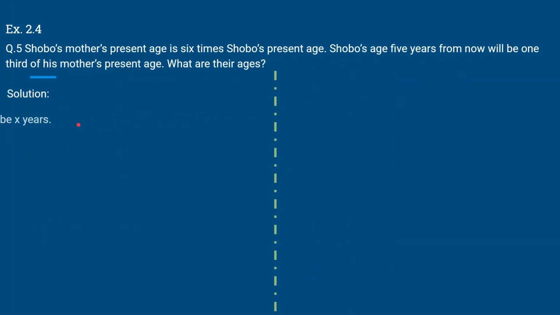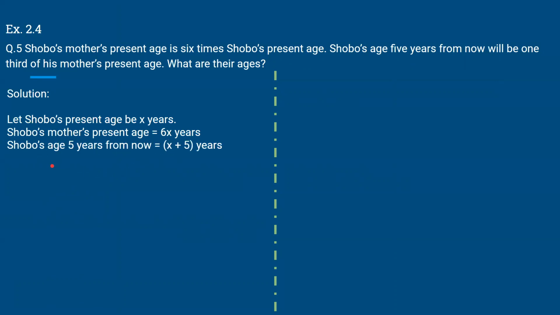So we can take Shobo's age to be x years. So what will be his mother's age? Mother's age will be 6 times Shobo's age, that is 6x years. Now, next step: it is given Shobo's age 5 years from now. From now, 5 years means we have to add 5 to the age, that is x plus 5 years.